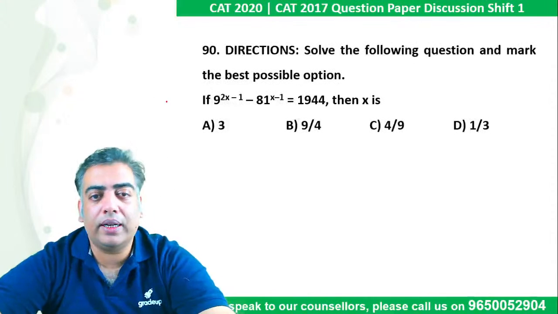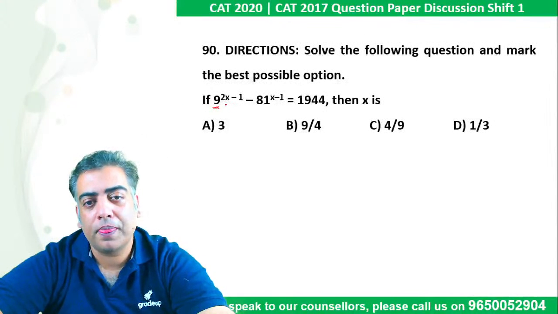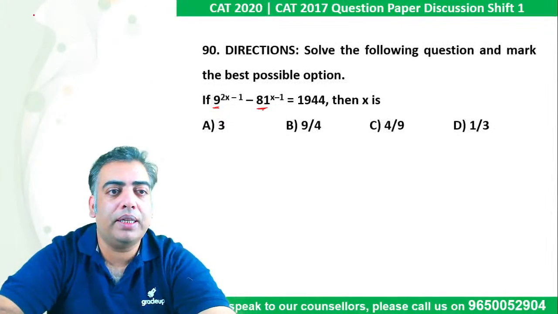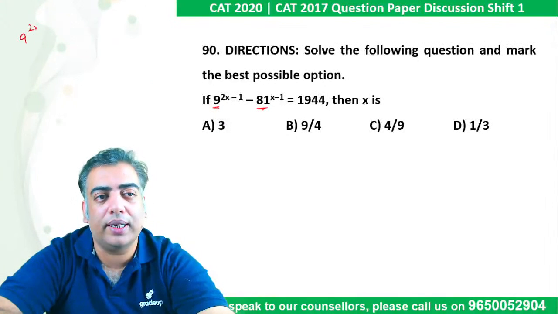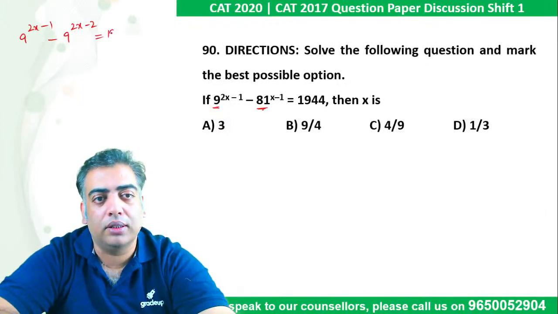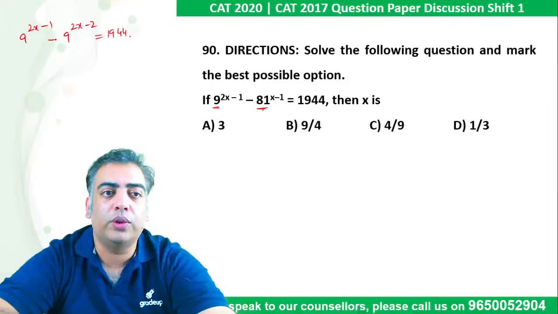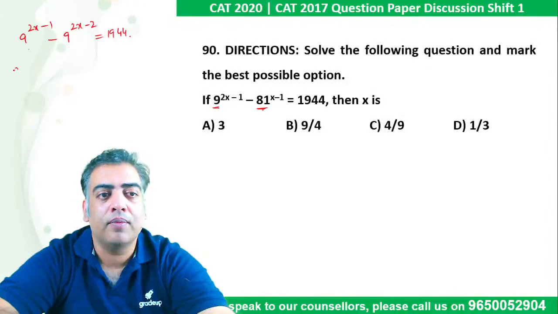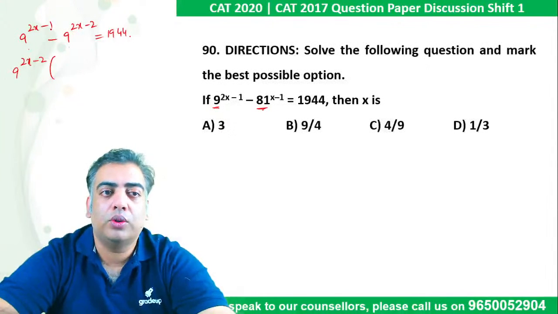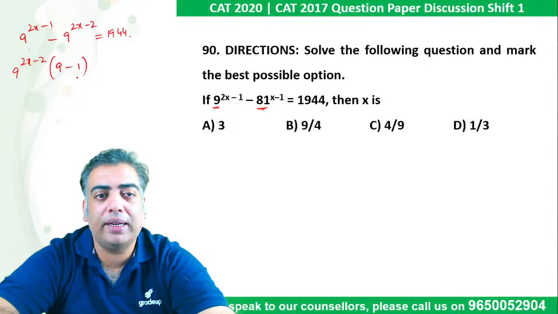So here we are given the power of 9. Let's convert it to the power of 9. So it can be rewritten as 9 raised to power 2x minus 1. 81 is 9 square, so the power gets multiplied by 2 equals 1944. Now to solve it, we can take 9 raised to power 2x minus 2 common. So here the leftover will be 9 minus 1 equal 1944.